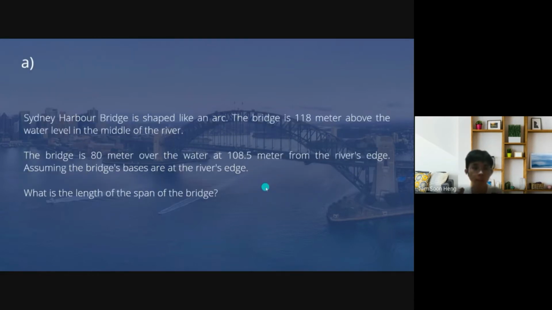For question A, the Sydney Harbour Bridge is shaped like an arc. The bridge is 118 meters above the water level in the middle of the river, and the bridge is 80 meters over the water at 108.5 meters from the river edge. Assuming the bridge bases are at the river edge, what is the length of the span of the bridge?